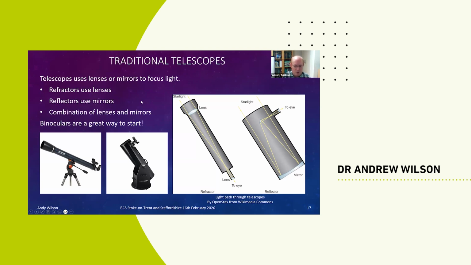In fact, a number of modern telescopes use a combination of lenses and mirrors, and that's because it has the advantage you can kind of fold the light path to make the telescope more compact and easier to transport. But even so, binoculars are actually a really great way to start. That's how I started. You can actually see star clusters, nebulae. If you've got a good tripod, that'll also help, and you can see the moons going around Jupiter.